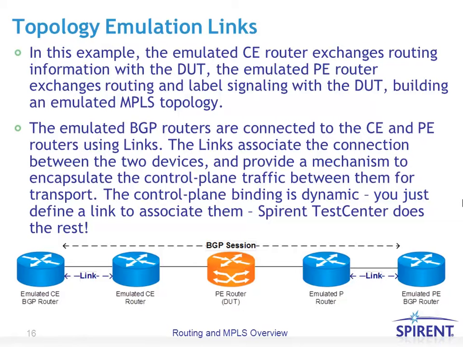The emulated BGP routers are connected to the CE and PE routers using links. The links associate the connection between the devices and provide a mechanism to encapsulate the control plane traffic between them for transport. The control plane binding is dynamic. All you need to do is define them and associate them, and Spirent Test Center does the rest. So for instance, when we're sending traffic across these emulated links and the traffic flows through an emulated router and it's running MPLS, whatever MPLS label that was assigned can be picked up by the traffic automatically, even if it changes during the test.